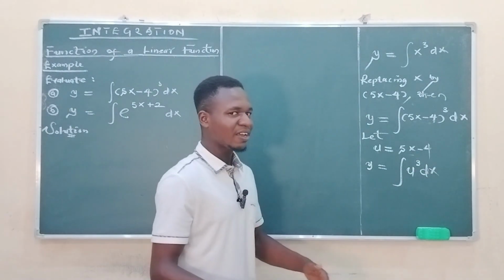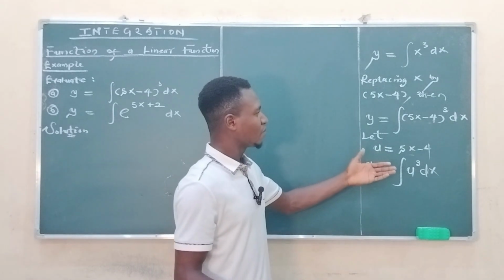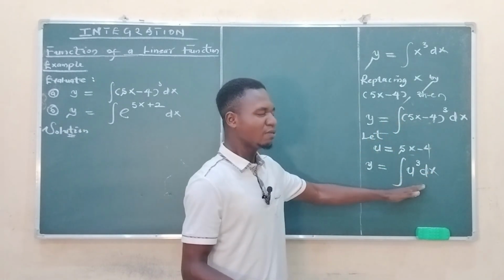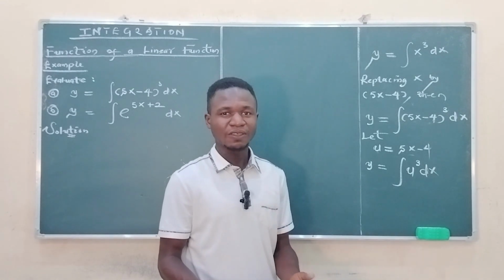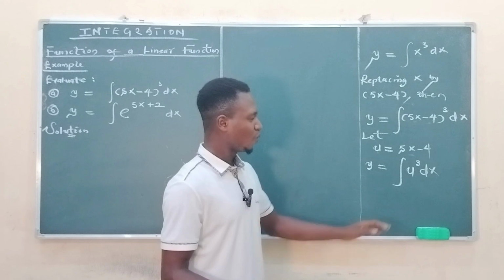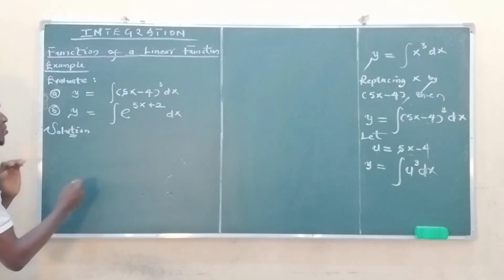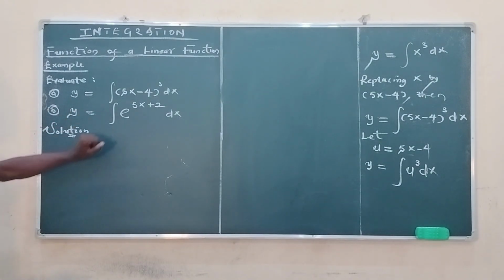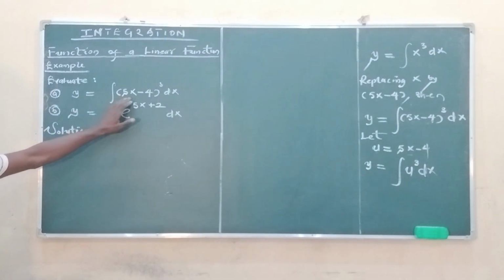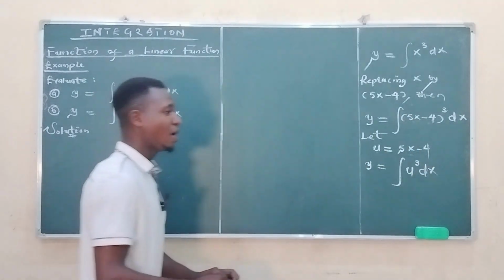In this case, this helps us to convert a linear function into an even simpler variable so that we can integrate it easily. We are going to see how this is actually done in this example. Coming back to this example, we have to evaluate y, which is the integral of (5x minus 4) raised to the power of 3. Now, how do we do that?